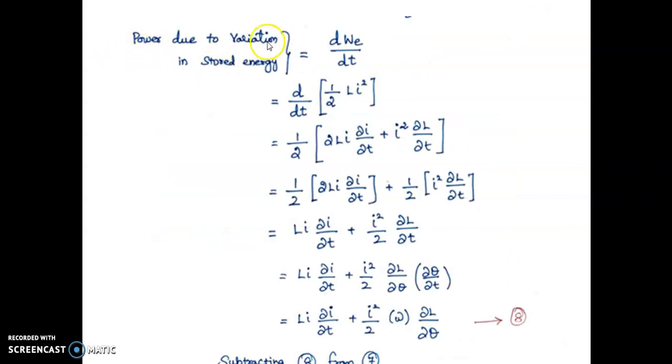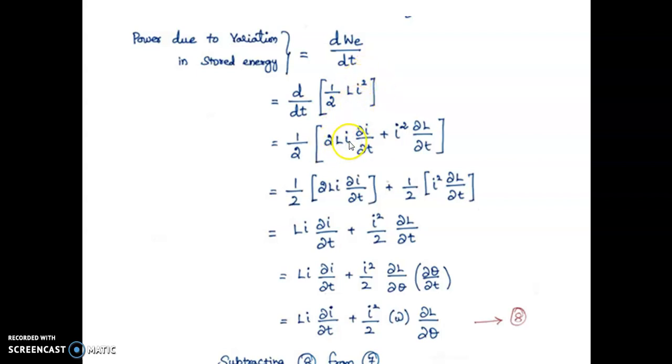Next we calculate the power due to the variation in the stored energy. Since we are calculating the variation in the stored energy, we are using d by dt of We. So d by dt of half L I square. Next we have to differentiate this expression. So we are taking the constant 1 by 2 outside, and if we are differentiating L I square by the UV method, first we are keeping L as it is and we are differentiating I.